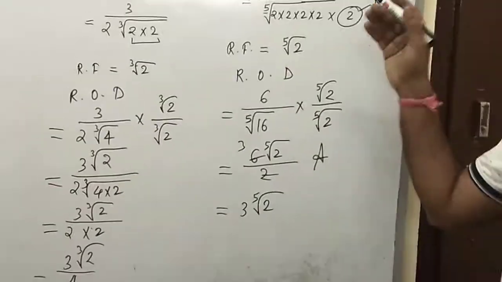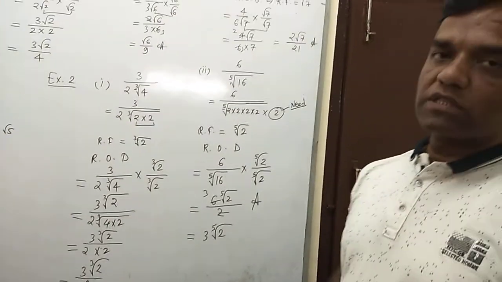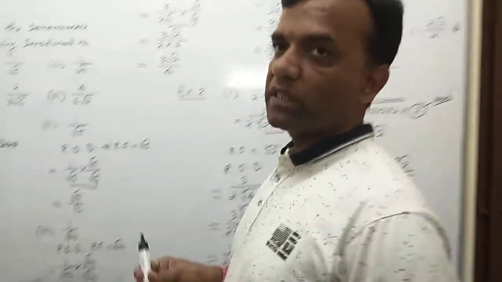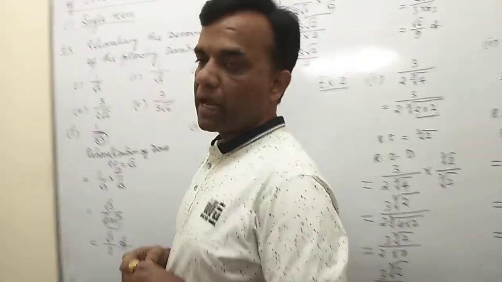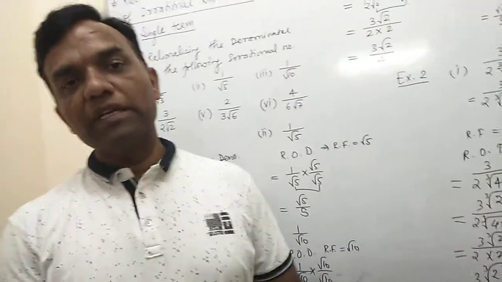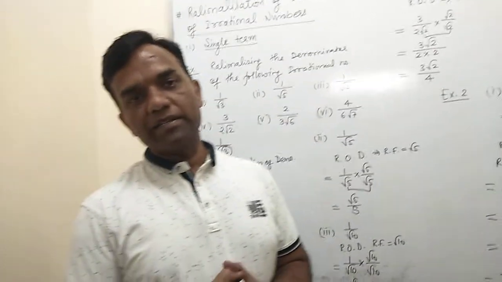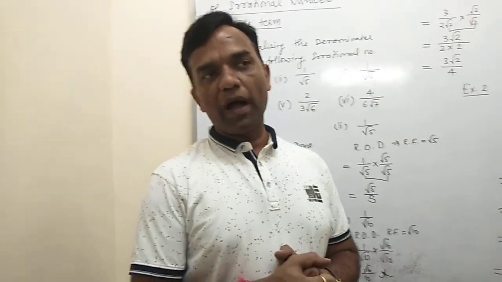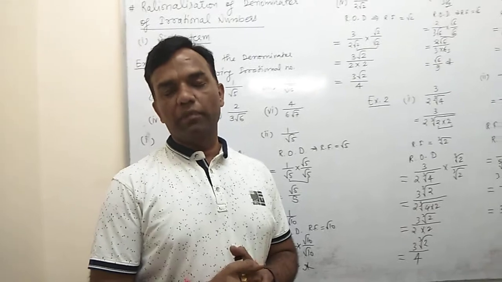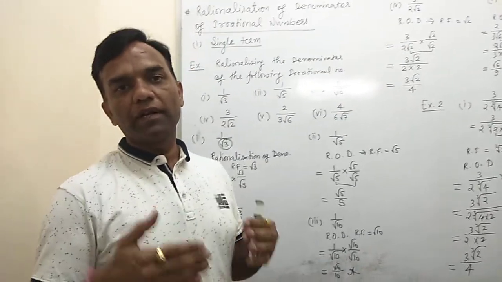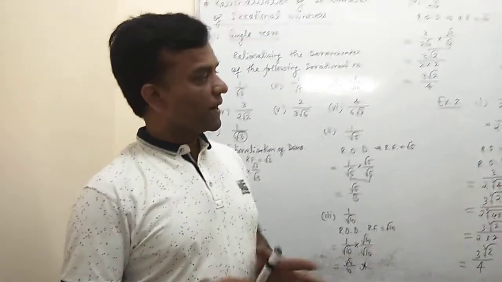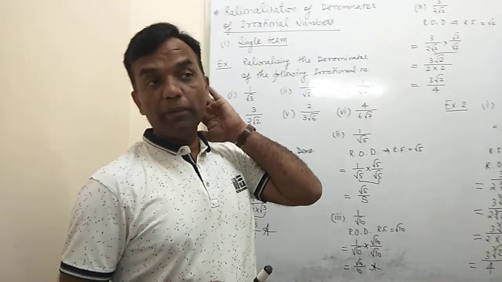Okay, so this is the another variety of the questions depend on its RF, because initially in the previously I explained the concept of RF, rationalizing factor, because in rationalization the RF is very important part. How you simplify your irrational numbers depend on its RF, rationalizing factor, and rationalizing factor depend on its need, okay, how many pairs you require.